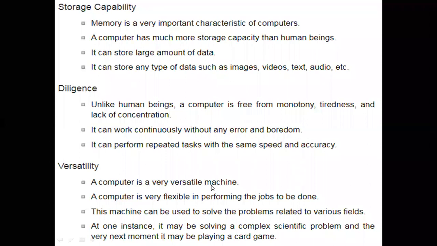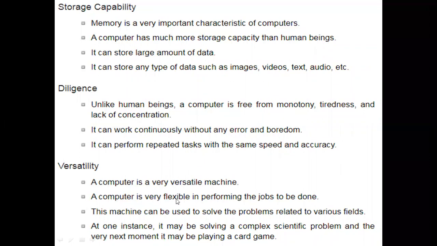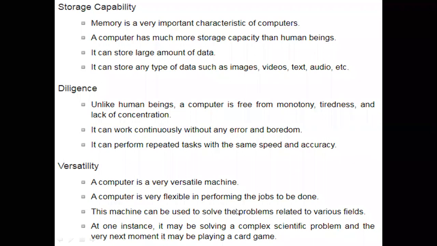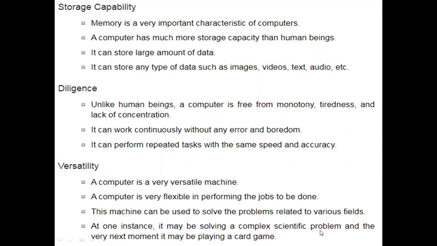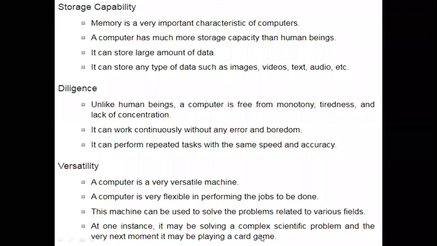Versatility. A computer is a very versatile machine. It is very flexible in performing jobs. This machine can be used to solve problems related to various fields. At one instance, it may be solving complex scientific problems and the next moment it can be playing card games. So we can do multiple things at a time. We can play music, work on a PowerPoint presentation, and play a game. So n number of things can be done at the same time on the same computer.